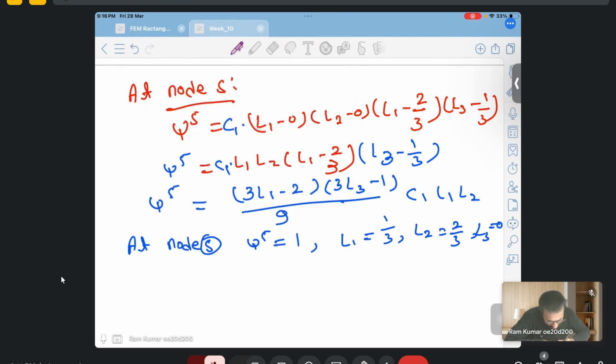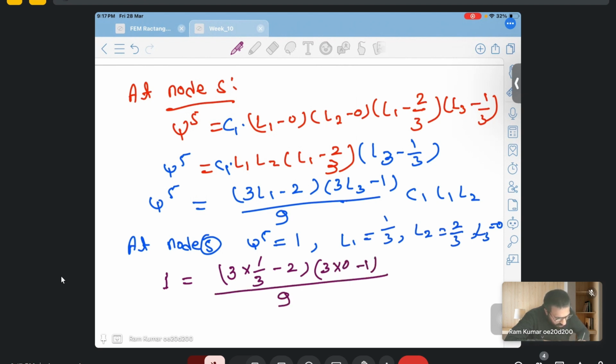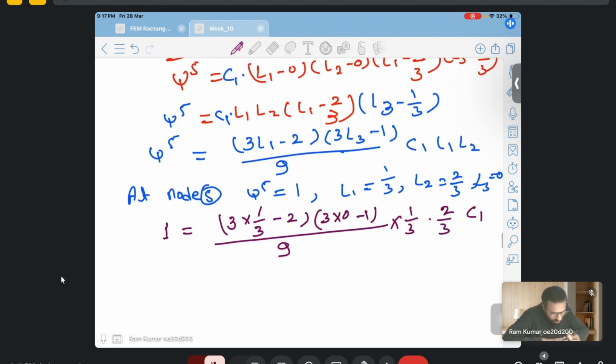So what we will get: psi 5 equal to 1, then for L1 we have 3 into 1 by 3 minus 2, then 3 into 0, it will be 0 minus 1, divided by 9, into L1 equal to 1 by 3, L2 equal to 2 by 3, into some constant C1. Sir, how did we get that? So this 9, 9, 9 will become 81.